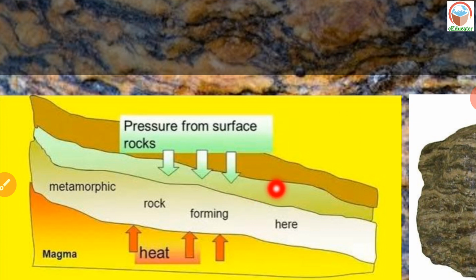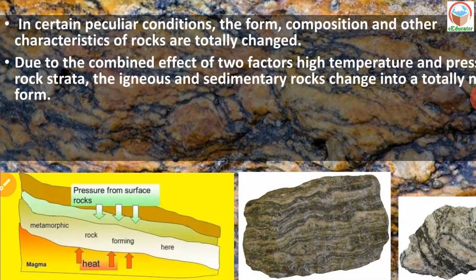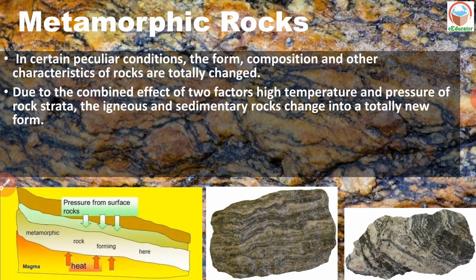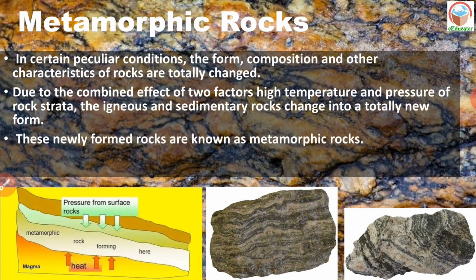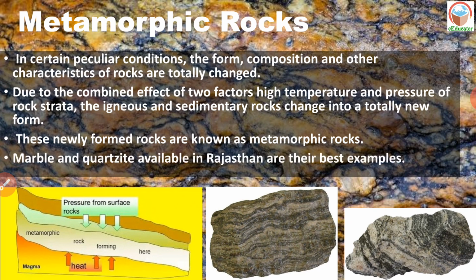The characteristics of sandstone, a stratified rock, and igneous rock are changed and they become a metamorphic rock. So igneous and sedimentary rock change into a totally new form, and these newly formed rocks are known as metamorphic rocks. Newly formed rock means that when igneous or sedimentary rock changes its characteristics, it transforms into metamorphic. Examples like marble and quartzite available in Rajasthan are the best examples of metamorphic rocks.